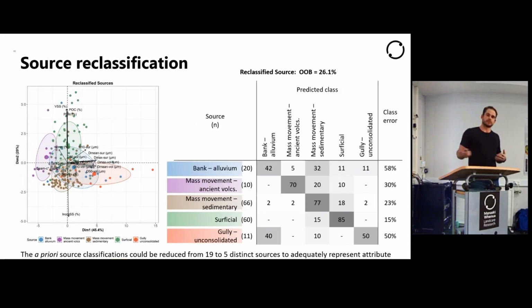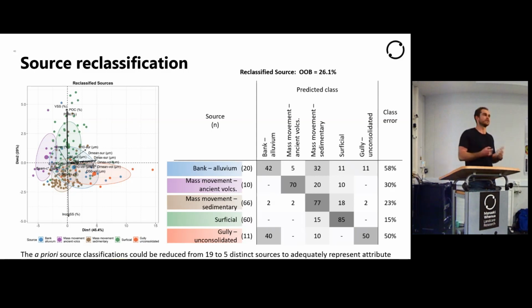And then, because we have multiple metrics and we have like 19 different source classifications based on the parent material and erosion process, we want to simplify this into something that we can relate to the landscape and to what we have mapped as erosion terrains. So we went through a reclassification approach to reduce these down from 19 to 5 distinct sources that adequately represent these source quality attributes in the landscape. But still, there is obviously some overlap, it's quite messy, and a lot of spatial variation. So we end up with 5 distinct sources.